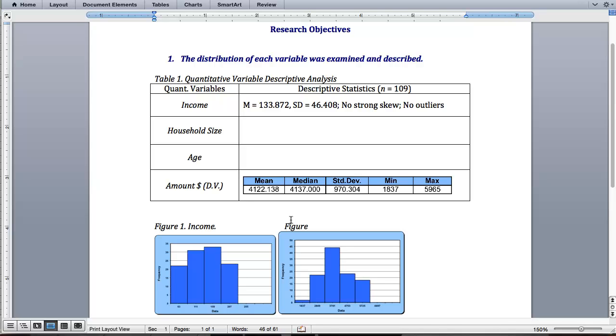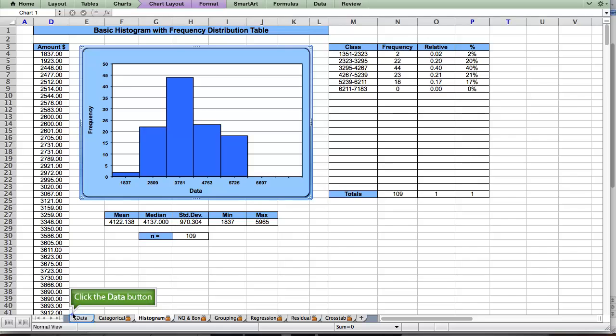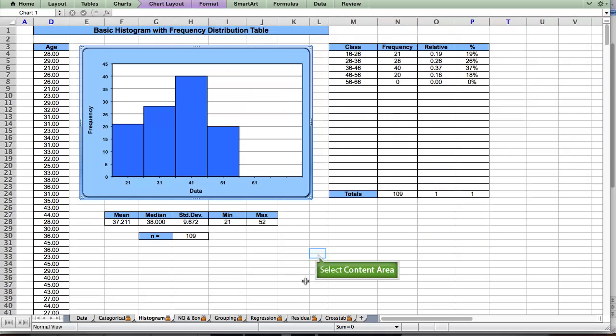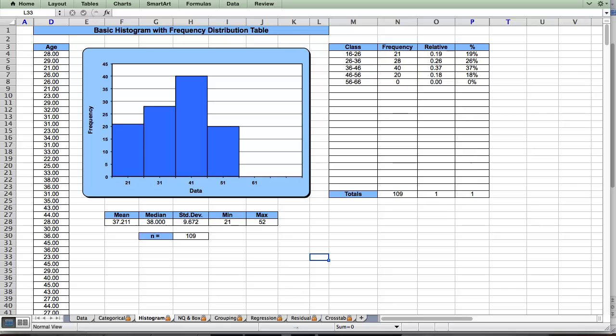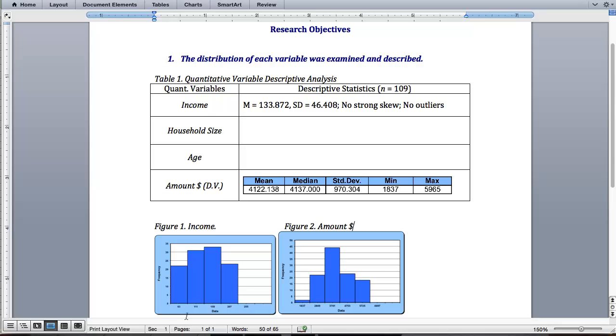Charts and graphs are usually just called figures, and tables are called tables. So I have now Table 1, Figure 1, and Figure 2. Now, if we did our job right, we should be able to go back to our Excel document and change our variable to something like age, which is number 6. Now that chart changed, but in our Word document, we could see neither chart has changed.